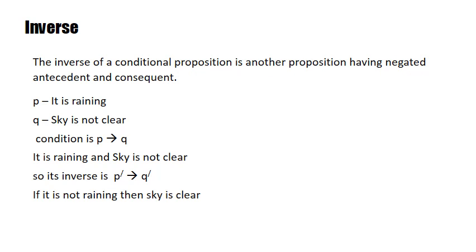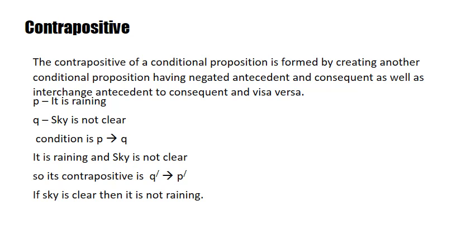Converse. The converse of a conditional proposition is determined by interchanging the antecedent and consequent of a given conditional. That results in a new conditional. So if we say P implies Q, then its converse is Q implies P.